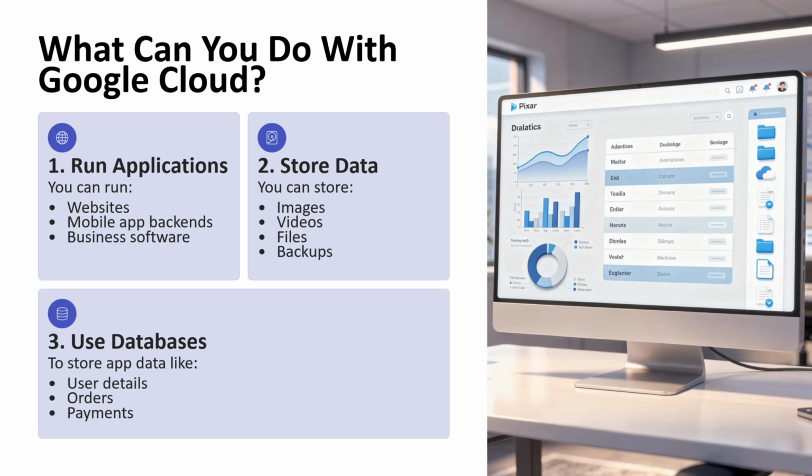What can you do with Google Cloud? You can run applications. You can run websites, mobile app backends, and business software. You can store data. You can store images, videos, files, and backups. You can use databases to store app data like user details, orders, and payments.